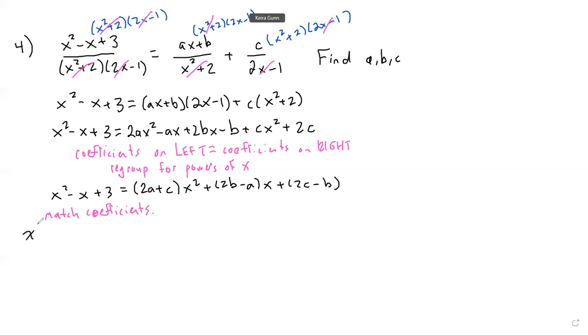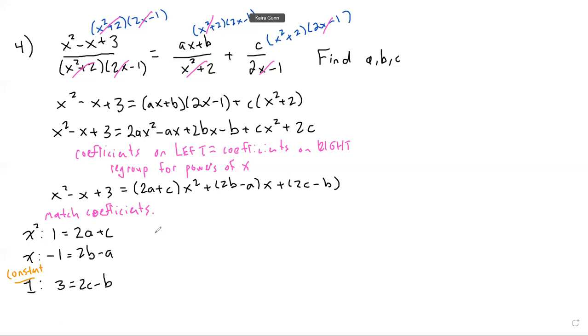So for x squared, the coefficient on the left is 1, and on the right it's 2a plus c. For x, the coefficient on the left is negative 1, and on the right we've got 2b minus a. And we have the constant, which I usually just indicate with a 1, but the constant on the left is 3, and on the right it's 2c minus b.